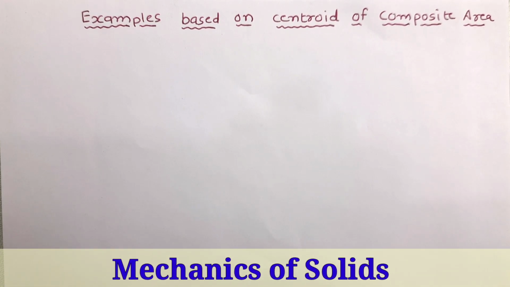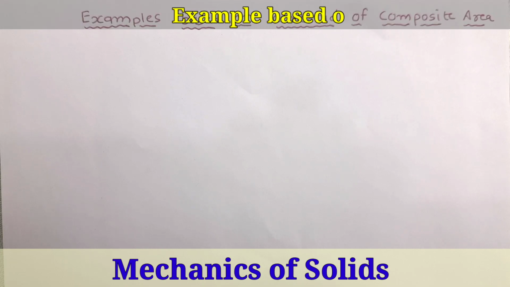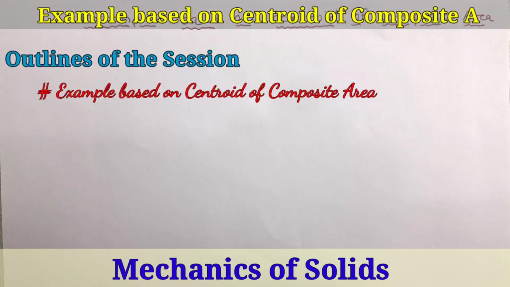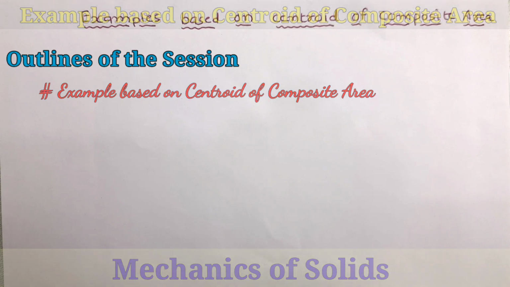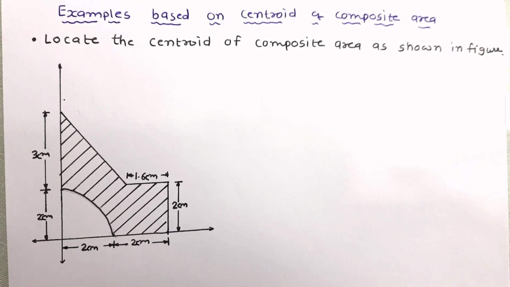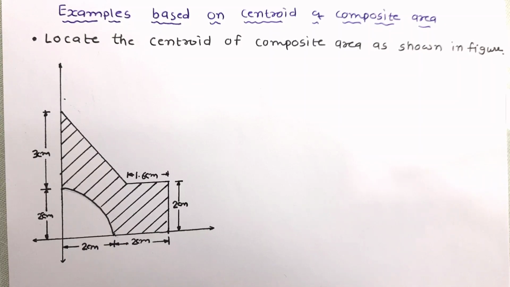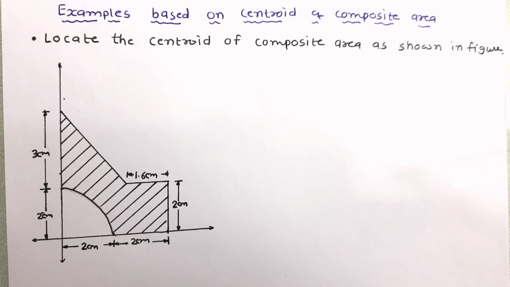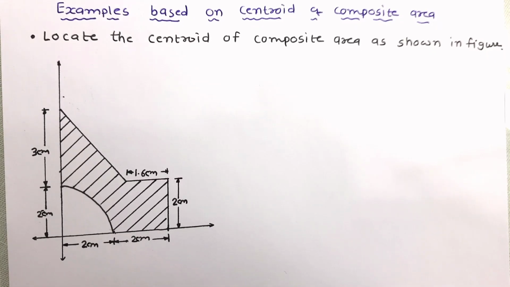In today's lecture, we are going to solve examples based on centroid of composite area. So let us start with the problem. Here this is the problem given. Let us read it first. Locate the centroid of composite area as shown in figure. Here the figure is given. Let us try to work out the centroid of this figure.